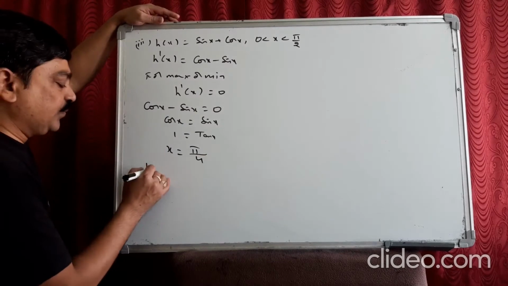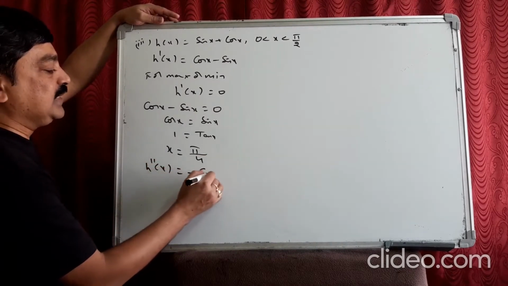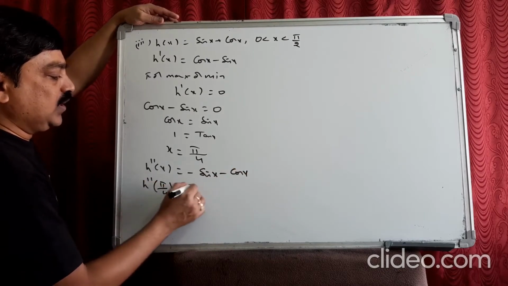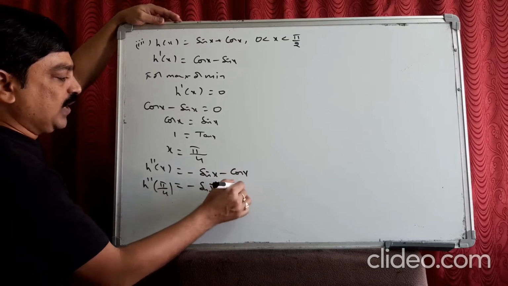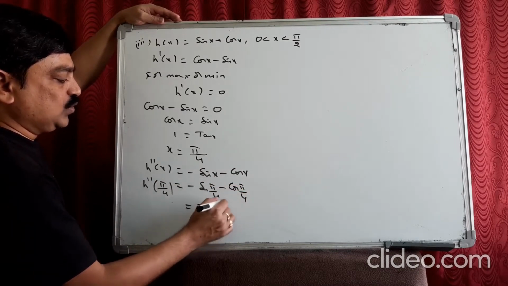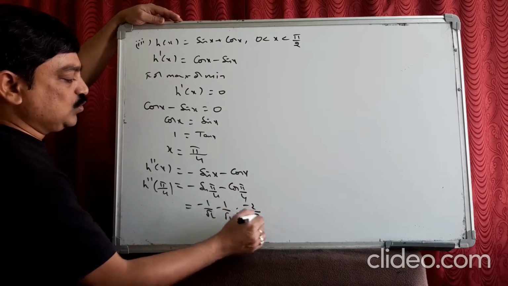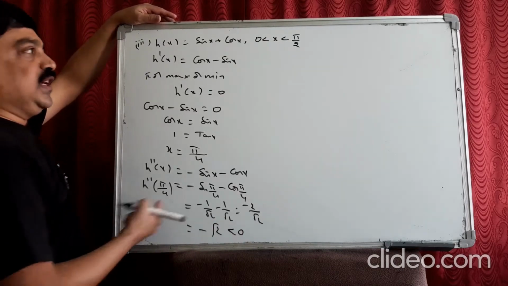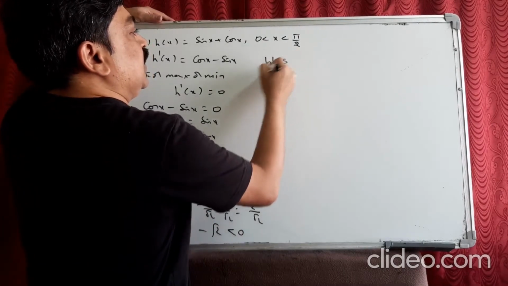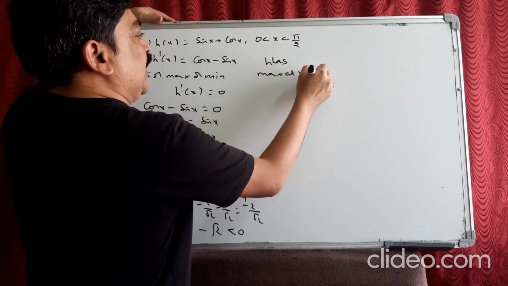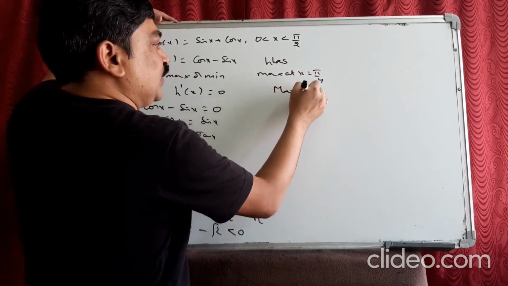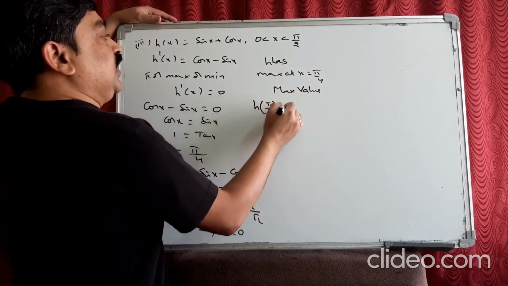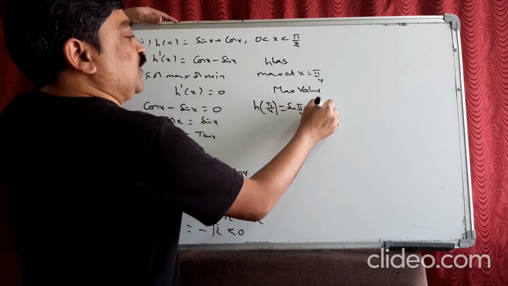Let's go with the double derivative. h double dash of x becomes minus sin x minus cos x. When I substitute h double dash of pi by 4, I get minus sin pi by 4 minus cos pi by 4, which is minus 1 by root 2 minus 1 by root 2, minus 2 by root 2. It is minus root 2, which is negative. When the double derivative is negative, h has a maximum at x equal to pi by 4. What is that maximum value? That maximum value will be h of pi by 4, in the main function. It becomes sin pi by 4 plus cos pi by 4.